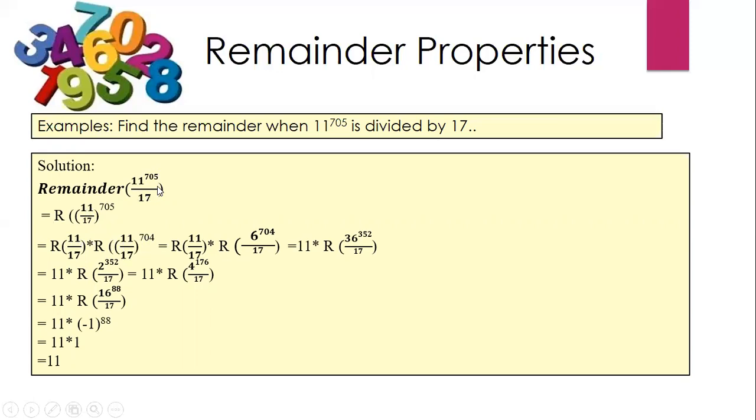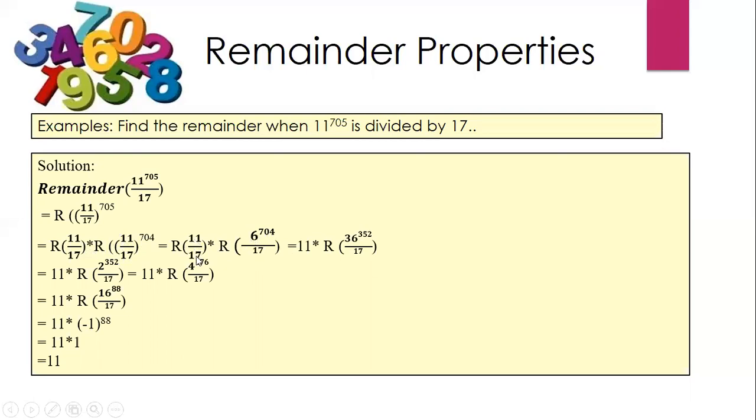11 power 1 when divided by 17, what is the remainder? 11 square when divided by 17, what is the remainder? We can find the cyclicity, but this is an alternate approach. 11 when divided by 17, we can use the concept of negative remainder here. 11 minus 17 is minus 6. But it is an even power, so negative will become positive.